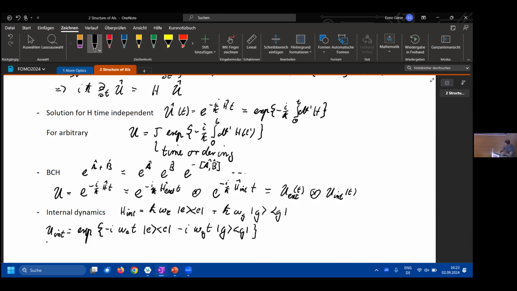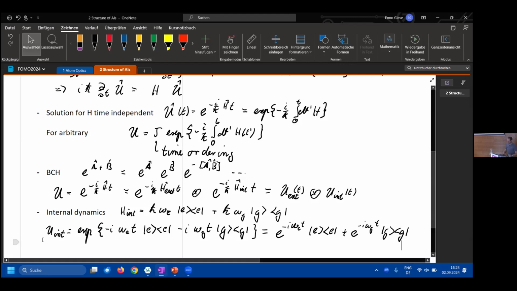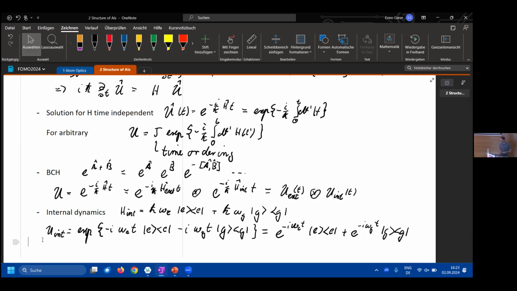So in fact, what we observe is that this amounts to e to the minus i omega e times t projector e, plus e to the minus i omega g times t projector g. Okay? So now we have a projector, and the excited states oscillate with omega e and the ground state oscillates with omega g, as you might have seen already when people were talking about Ramsey interferometers, about Ramsey clocks, about atomic clocks, because that's what you measure when you have clocks.